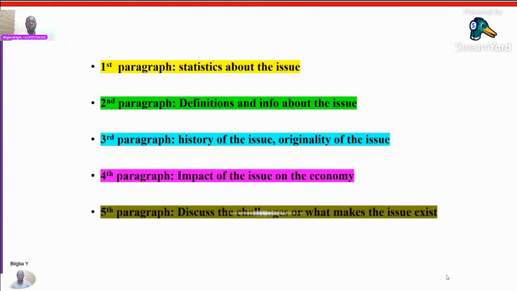Now, let's look at your fifth paragraph. Discuss the challenges or what makes the issue exist. So, for instance, we have spoken about ulcer. We have also spoken about yield gaps. You can look at other issues that you may want to investigate. What are the challenges? What makes this issue exist? What is making the ulcer to exist? Discuss them in this particular paragraph.